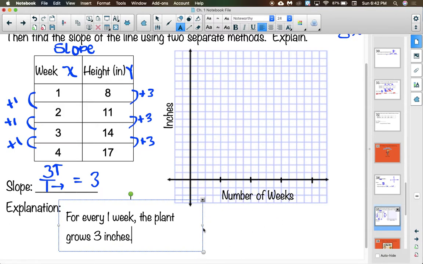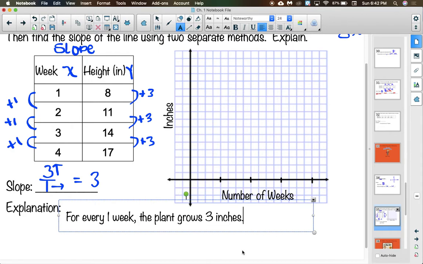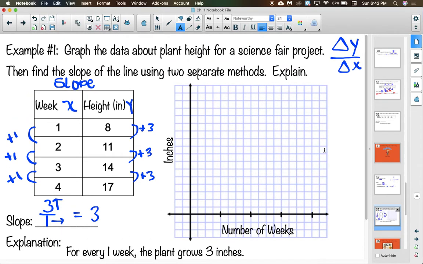There we go. There's my rate of change language, which is, of course, my slope language, because they're the same thing. Let's take a look at how we would find the slope of a graph. This is very quick as well. This is our second method. It says using 2 separate methods. So first I have to graph what I've been given.